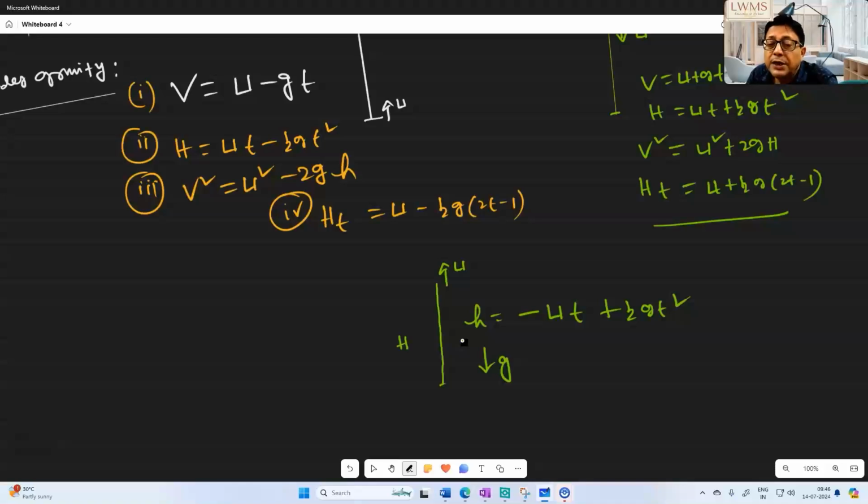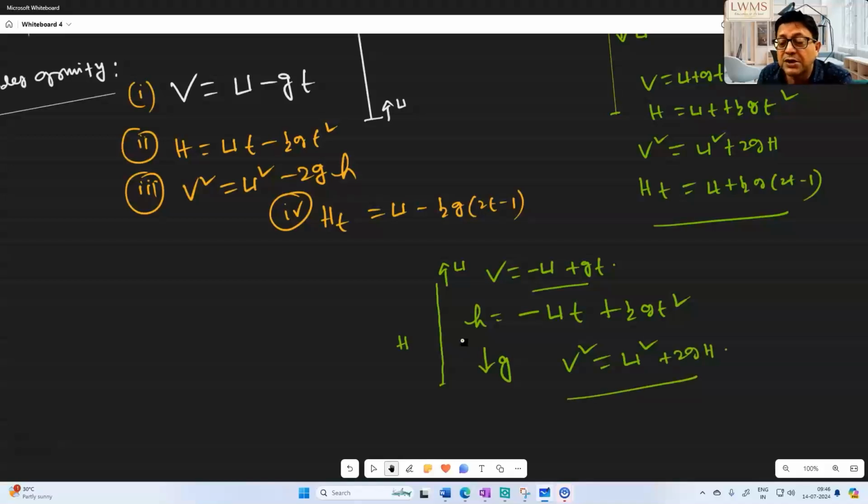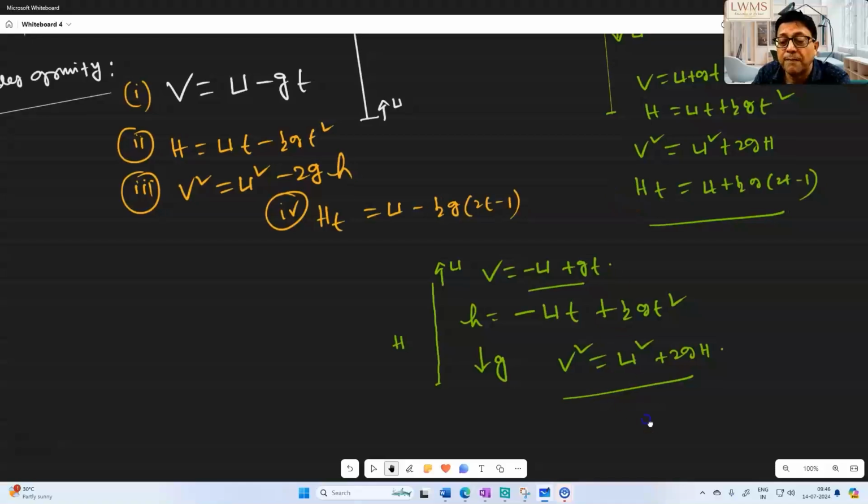Similarly, if you write the equation for its velocity, it will be v equal to minus u plus gt. Please remember this. Only this thing will not change, I think. v square equal to u square. Minus u square is u square only, plus 2gh. This is not going to change. Okay.